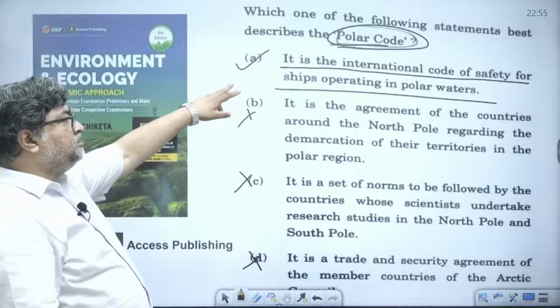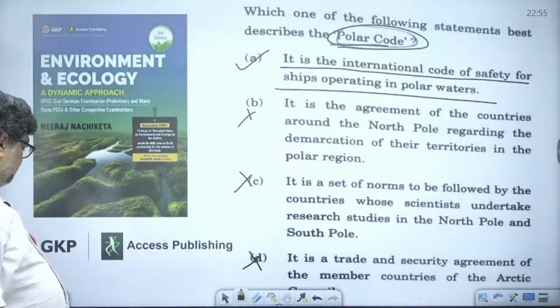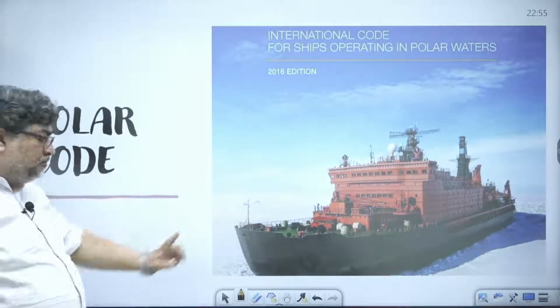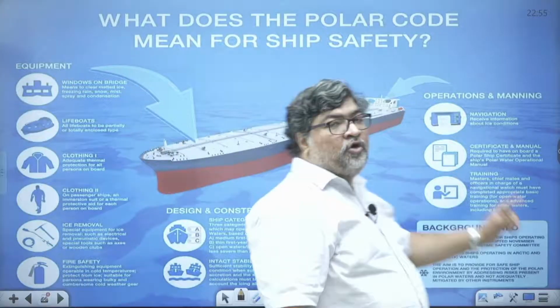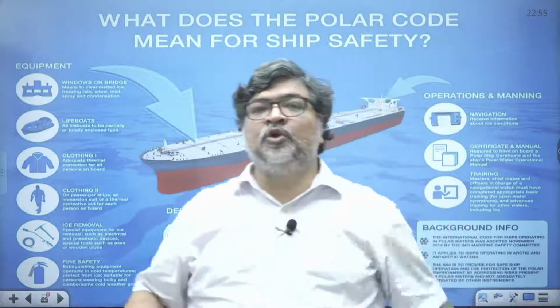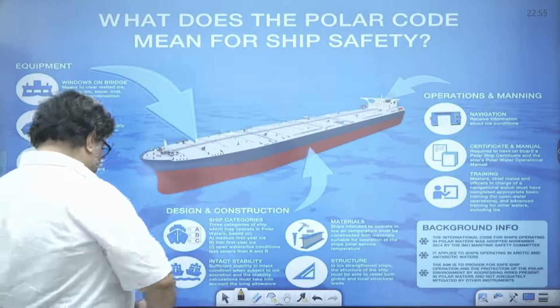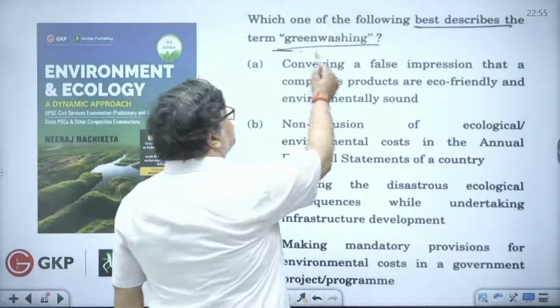The answer is the International Code of Safety of Ships Operating in Polar Waters. It looks into design, construction, every aspect of that. And then it has all the set of standards, codes and guidelines for the ships which go through the polar waters. The safety part of it comes in. That's the Polar Code. Now going to the next question, greenwashing.